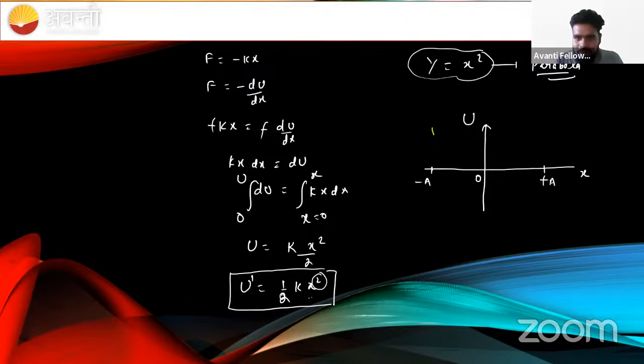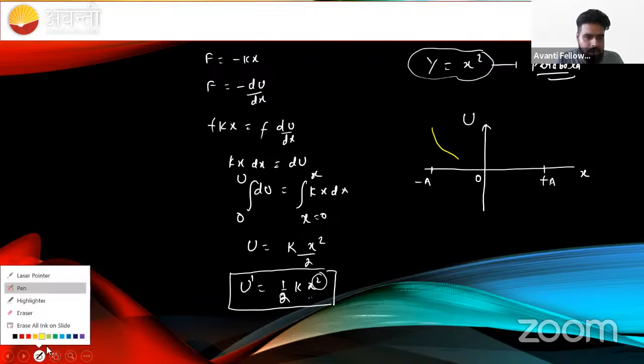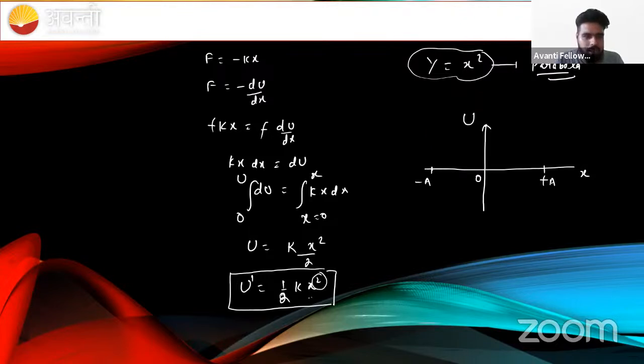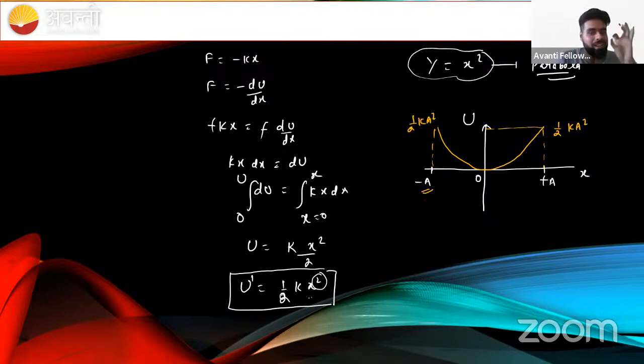We are not so smooth in drawing graphs, so sorry for that. We can draw the parabola something like this. I hope this is clear to everyone. This is the maximum value of potential energy, half k a square, and that value occurs at the extreme position. At the extreme position, potential energy is maximum. At the mean position, potential energy is minimum. And the graph is an upward parabola.